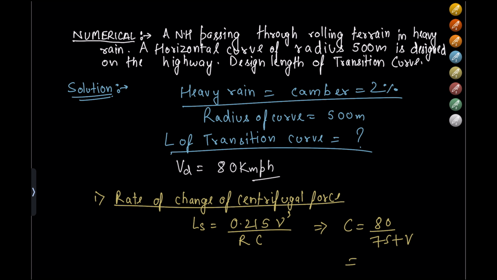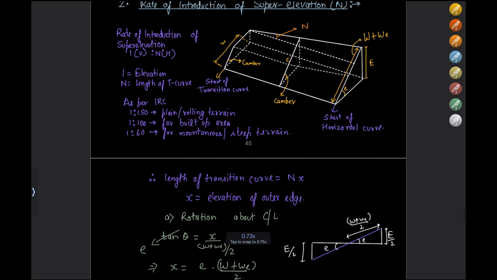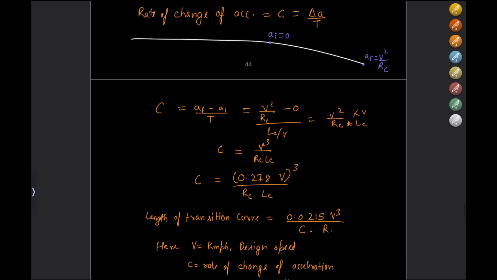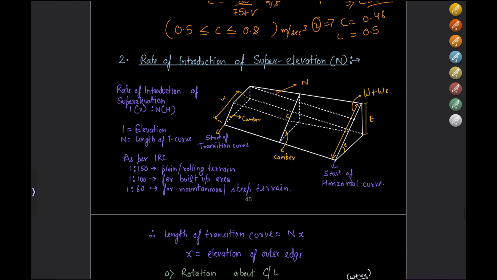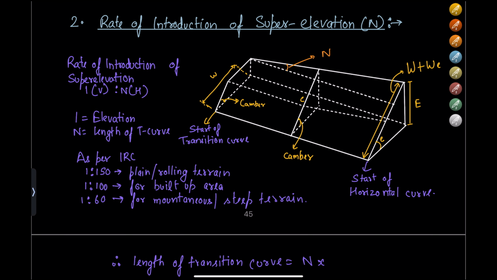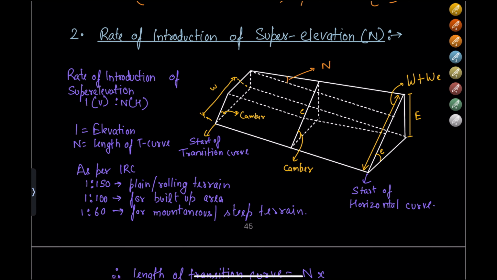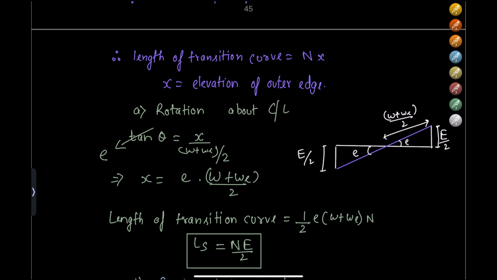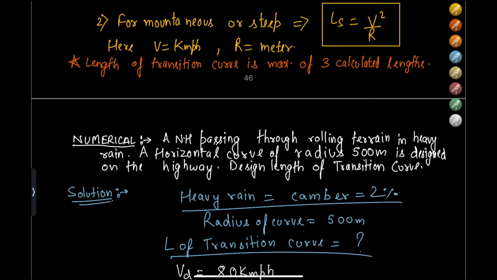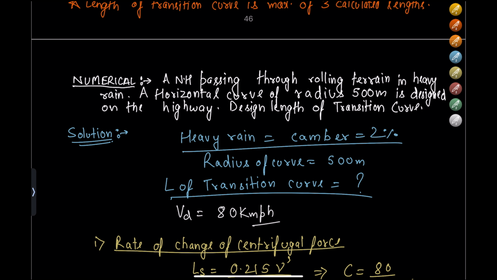As we have discussed earlier, the length of transition curve can be calculated by different methods. One is the rate of change of centrifugal force. Next is the introduction of super elevation; according to that, we can also calculate. The next method is as per the IRC recommendation, right? So we'll use all those methods to calculate the length of transition curve.